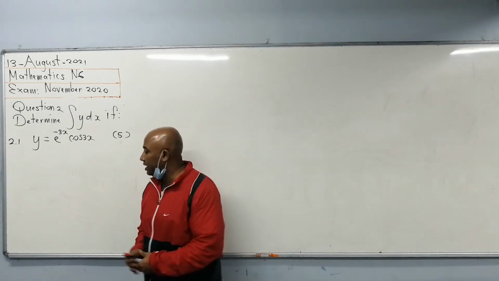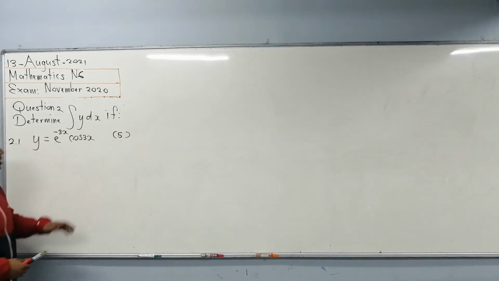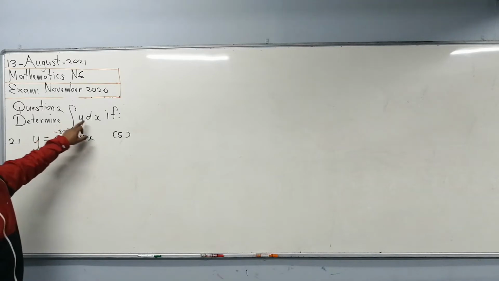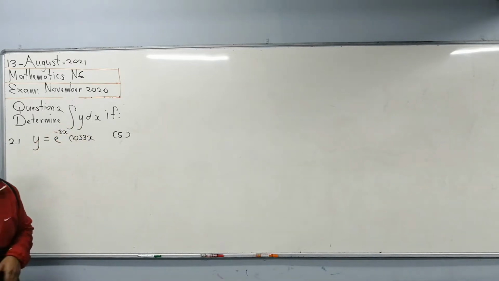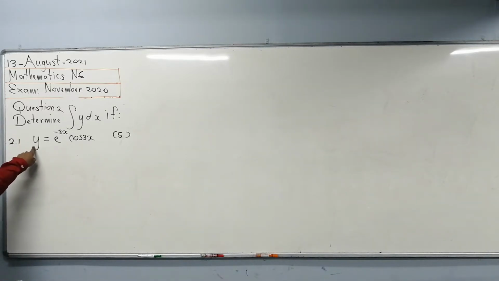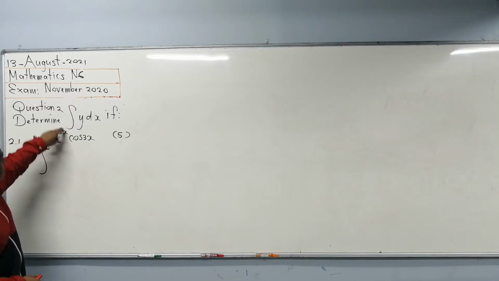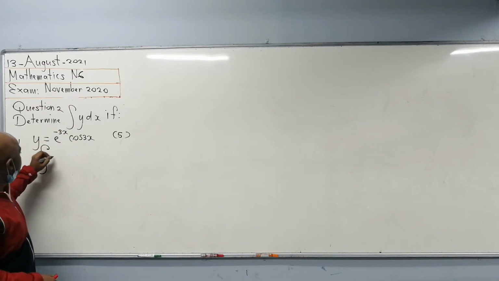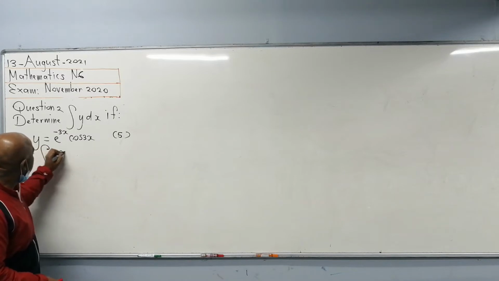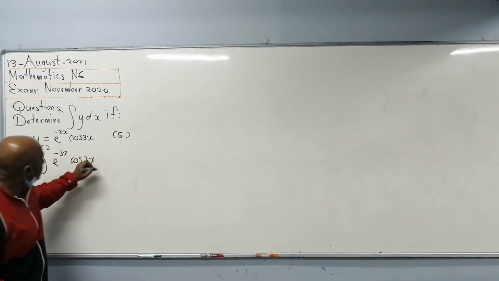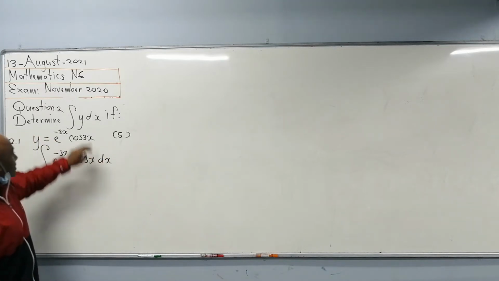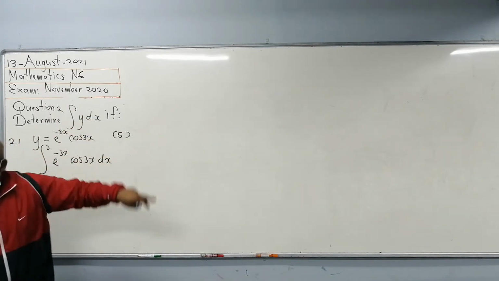So, let's start. Now be careful, it's the integral of y dx. This is the question paper. When you are answering the question in the exam, you're not going to write down y. You go and write down the integral and you check what y is. It's e to the power minus 3x cos 3x. So you're going to substitute here. Don't waste your time and write down y. So this is the question, and there's my dx, the integral of y with respect to x.